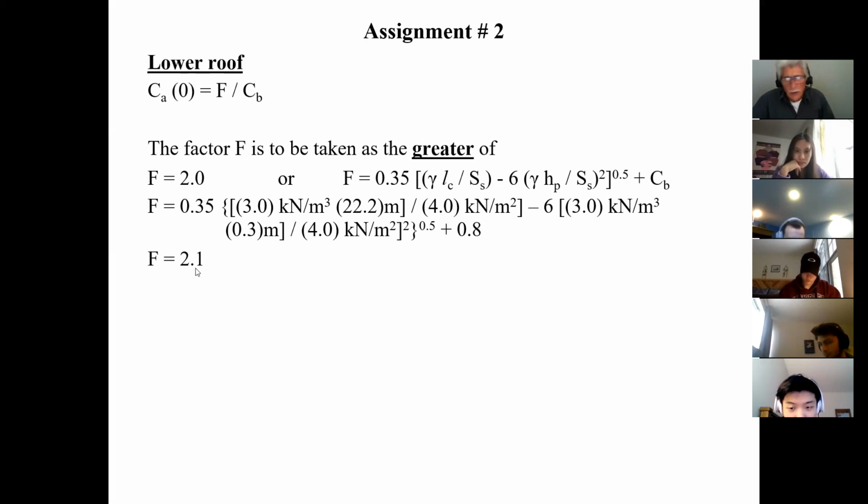Is everybody okay with this value? Did somebody not get the value 2.1? Now's the time.